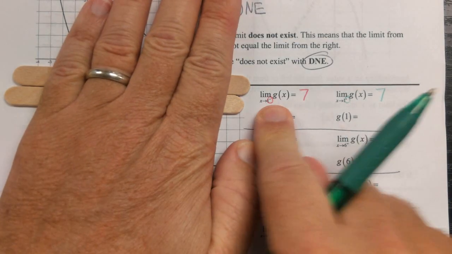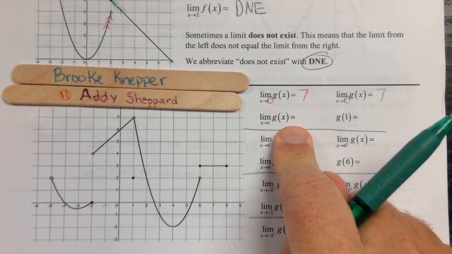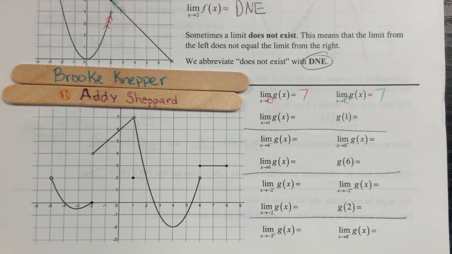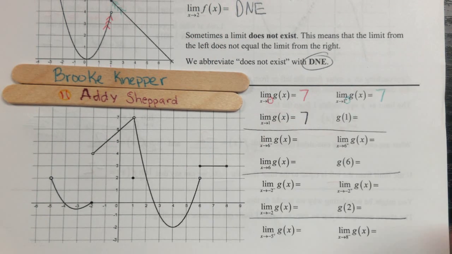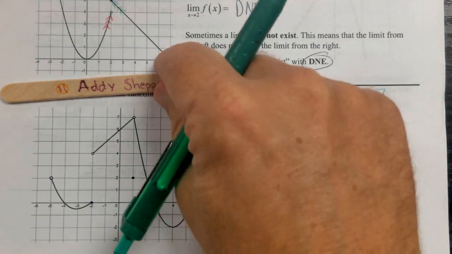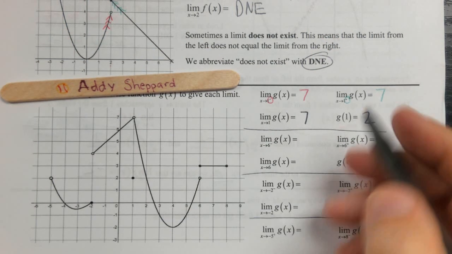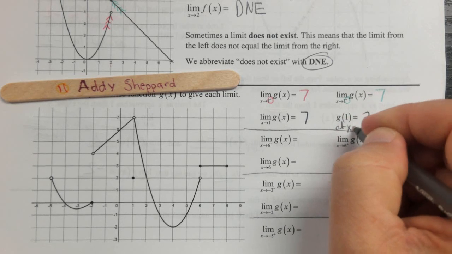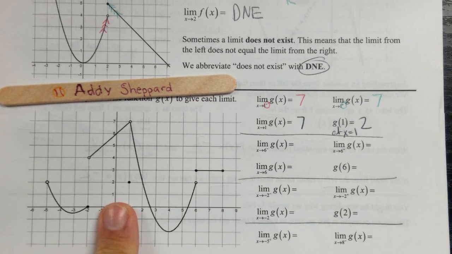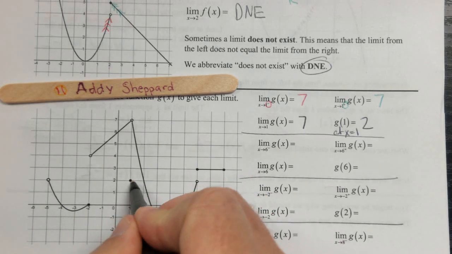Brooke, you really don't even need the picture. If the limit from the left equals the limit from the right, then what's the overall limit? 7. Addie, you get the trick question. G of 1 is 2. Very nice. So now we're talking at x equals 1, not approaching anything, but actually at 1, we're right there at y equals 2.